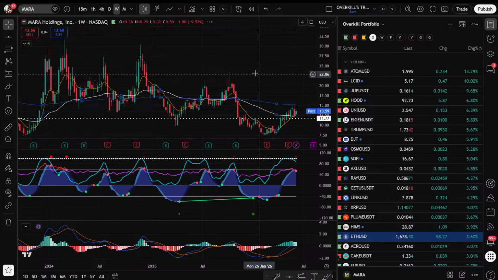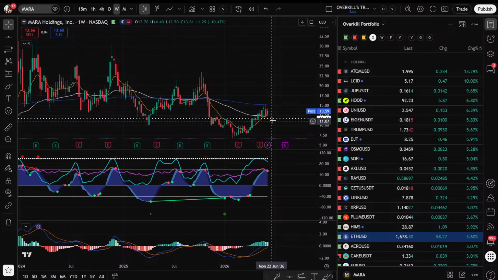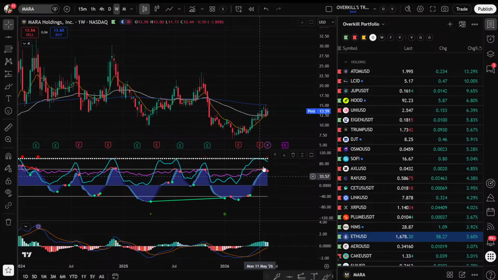Mara. What's Mara doing? Mara's red. So again, if you get a red dot, you want to set a stop loss at the previous low. Previous low is right there at 1180. I put a stop loss at 1150 and let that puppy ride. If it breaks 1150, we're out of the trade.